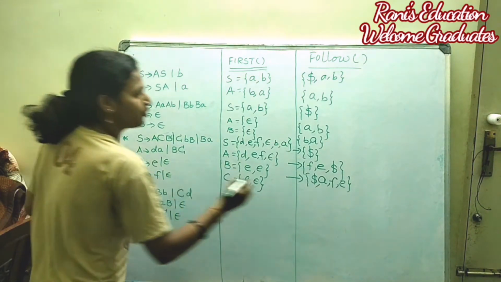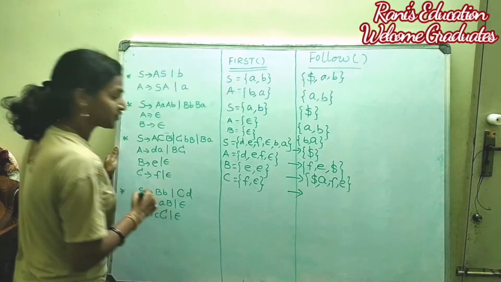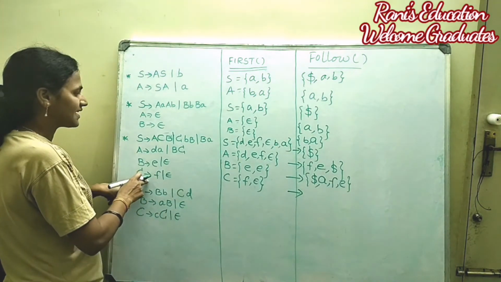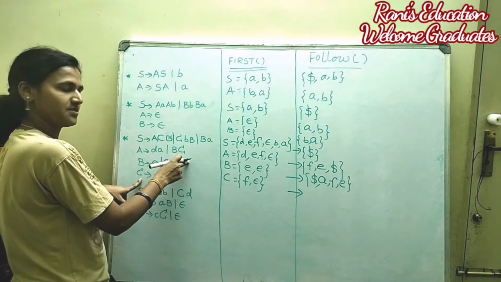Now move on to follow of C. So whether C is defined in the RHS of the productions? Yes.